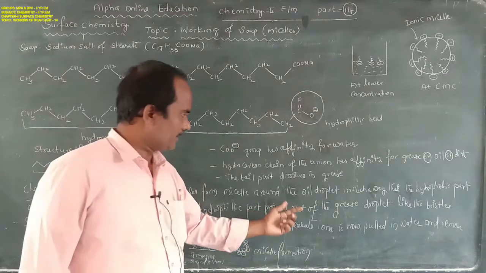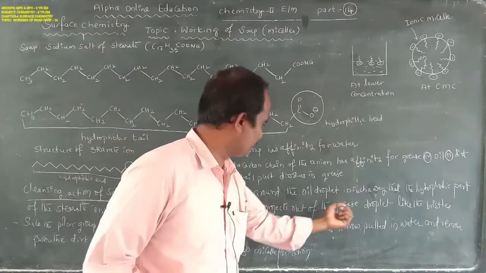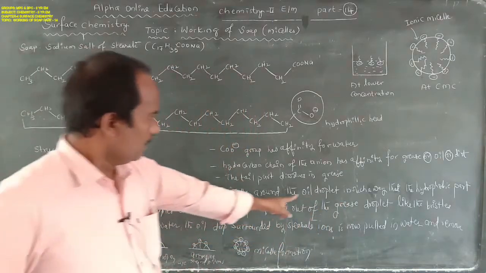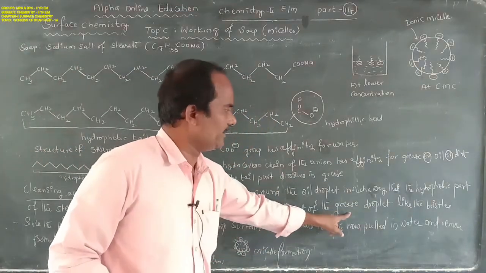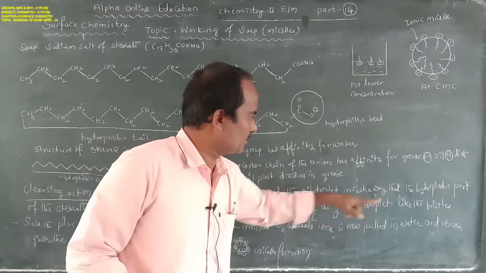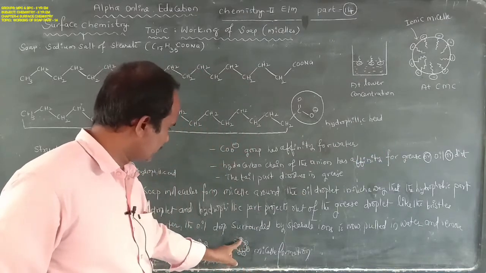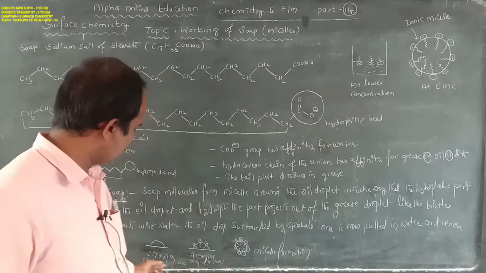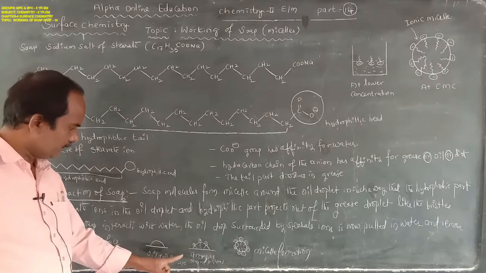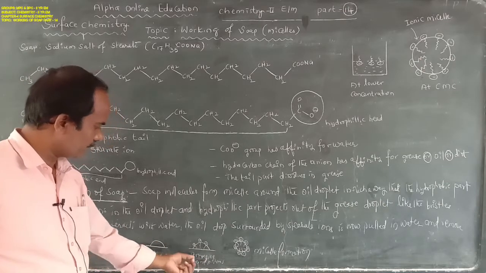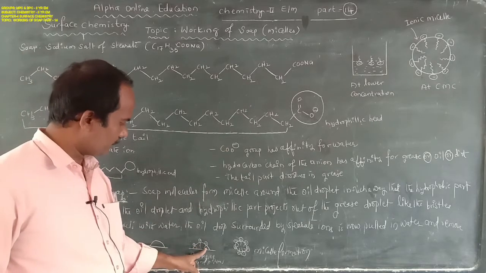Next, the hydrophilic end. The hydrophilic part projects out of the grease droplet like bristles. So this is the micelle formation. This is the oil drop or grease on the cloth. Next is the arrangement of stearate ions on the oil drop.